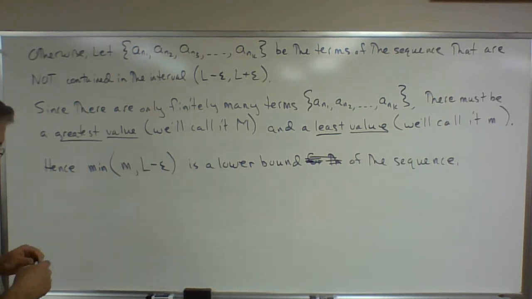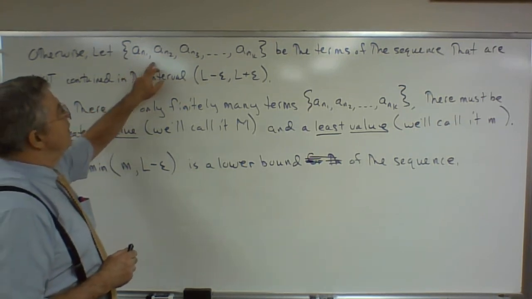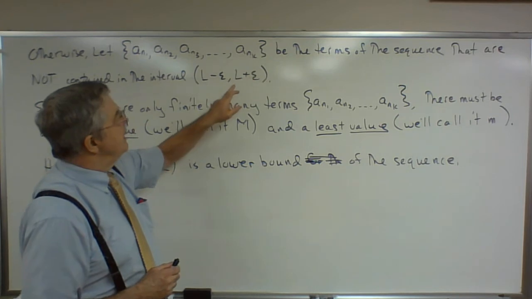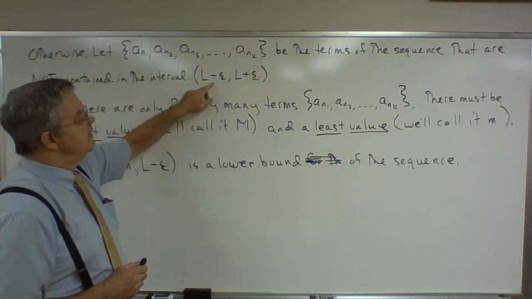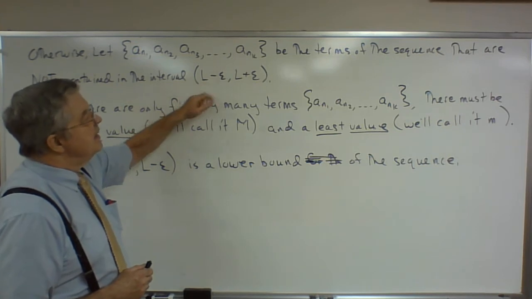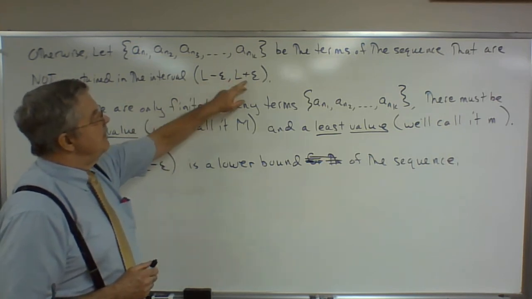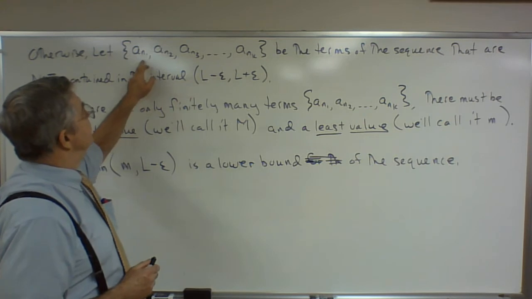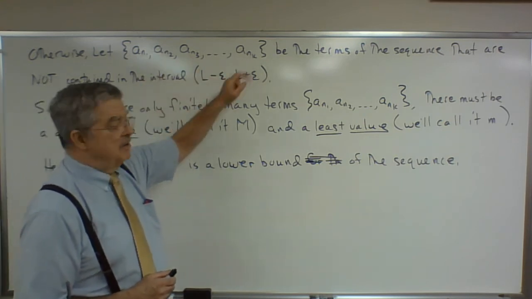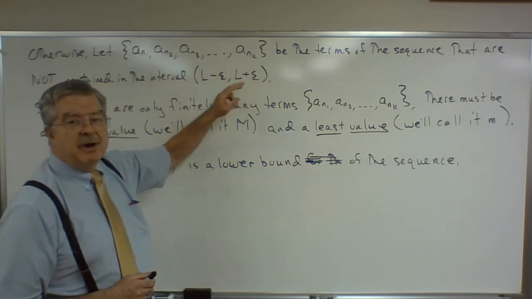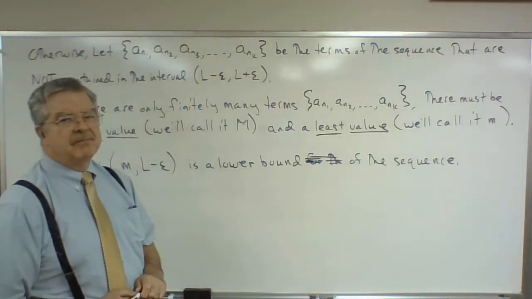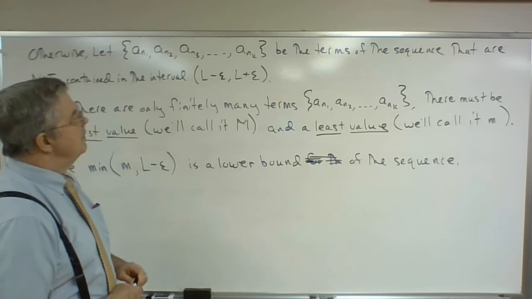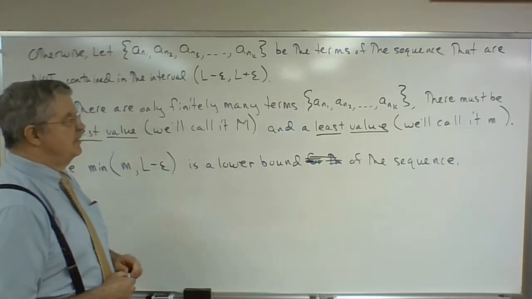Now, it could be the case that all of these terms are outside this interval because they're all less than L minus epsilon, in which case L plus epsilon is an upper bound for all of these terms, and it's also an upper bound for the rest of the terms of the sequence. So we have to allow for that possibility.